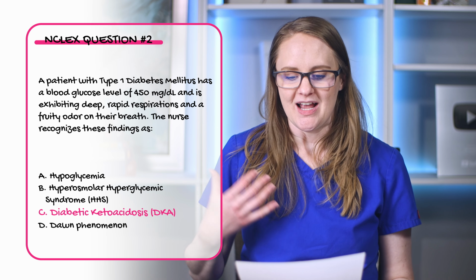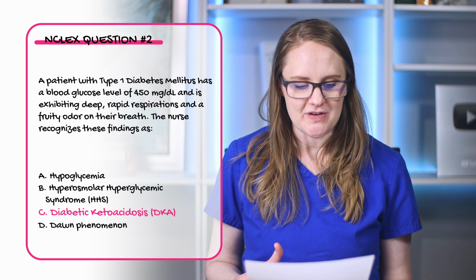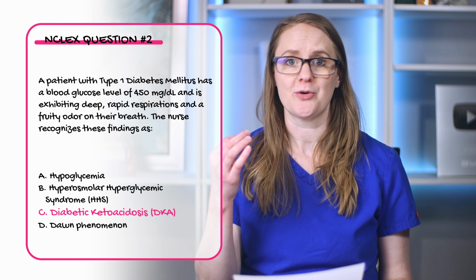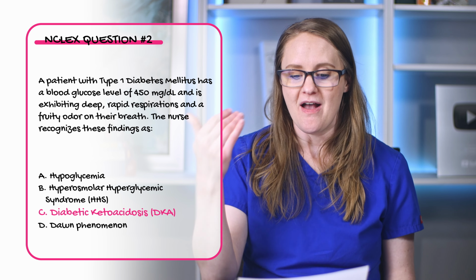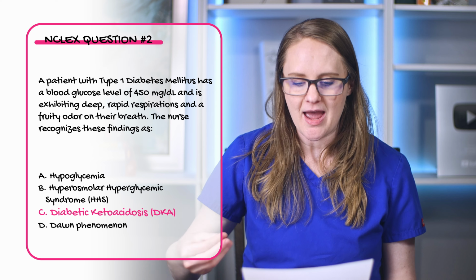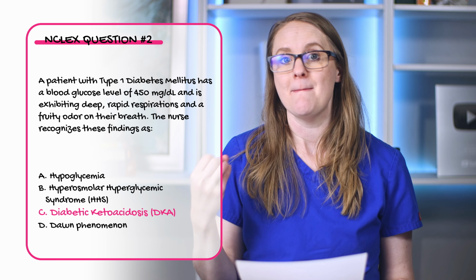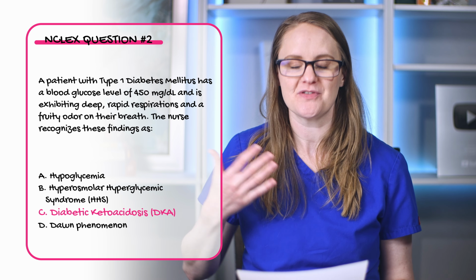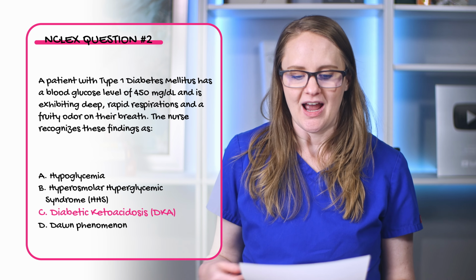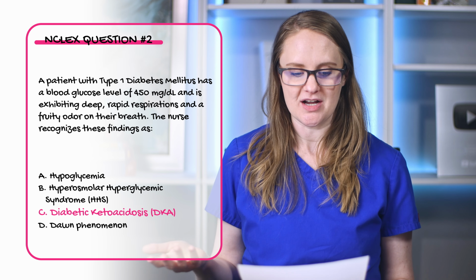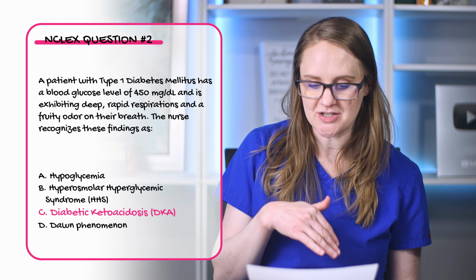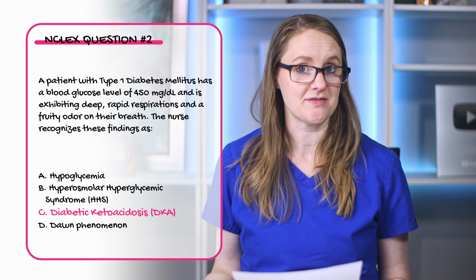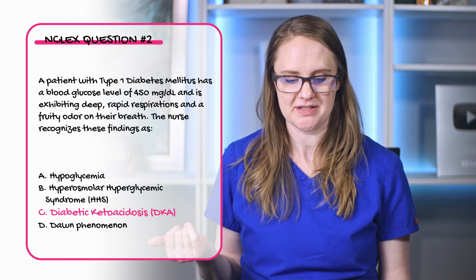The combination of severe hyperglycemia and the Kussmaul respirations are the body's attempt to compensate for metabolic acidosis. It tries to get rid of all that excess acid, so those fast and deep respirations. And the fruity breath odor is caused by the presence of ketones. These are classic signs of DKA, or diabetic ketoacidosis.